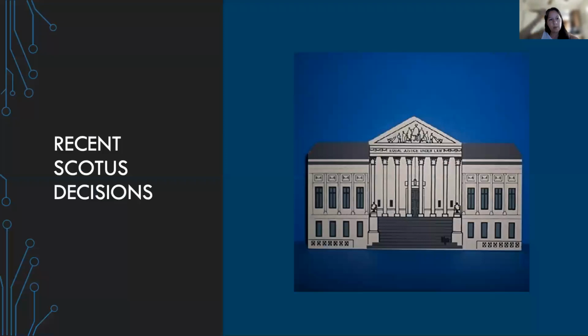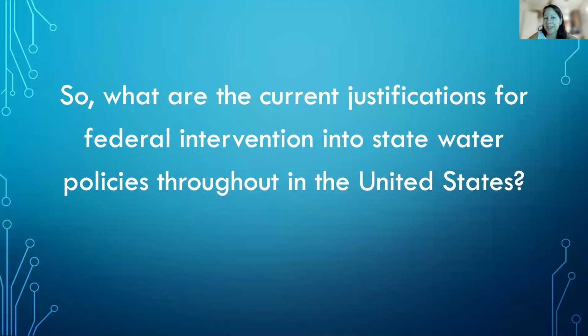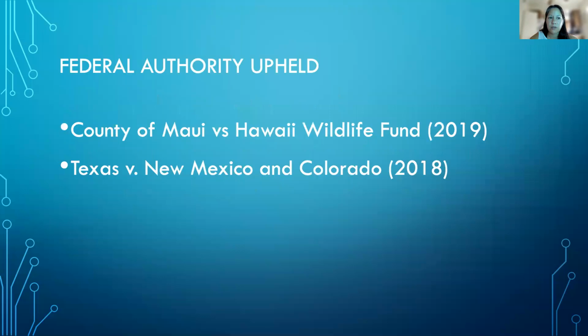Recent SCOTUS decisions. I'm running out of time, so I'm going to push through, but these are important. See if you can find the kitty in the picture because it's important. All right, so what are the current justifications for federal intervention into state water policies through the United States? I want to look at some of the most recent decisions. The first ones are the decisions that upheld federal authority. The first one is County of Maui versus Hawaii Wildlife Fund in 2019.